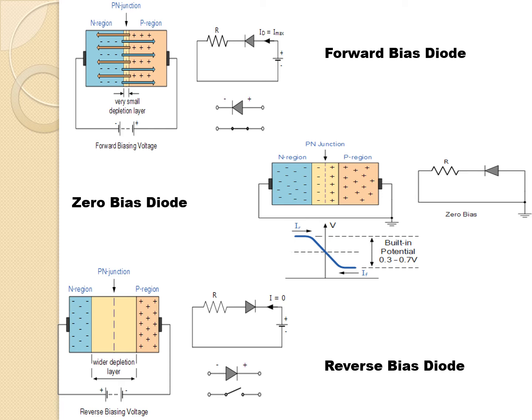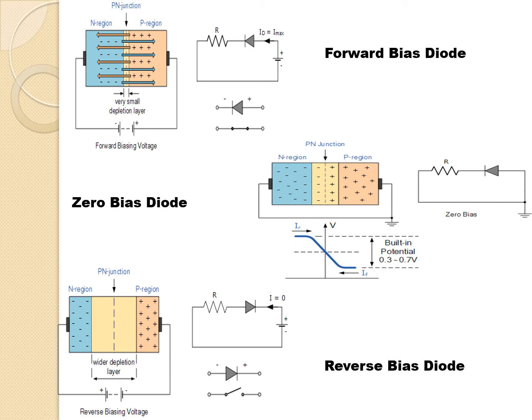Coming to the next diagram, that is the zero bias diode. Here no biasing is applied. Biasing means whenever we apply a voltage across its terminals. So we have two types of biasing, forward and reverse, and we have seen the difference between the two. No bias or zero bias means we are not applying any battery voltage.